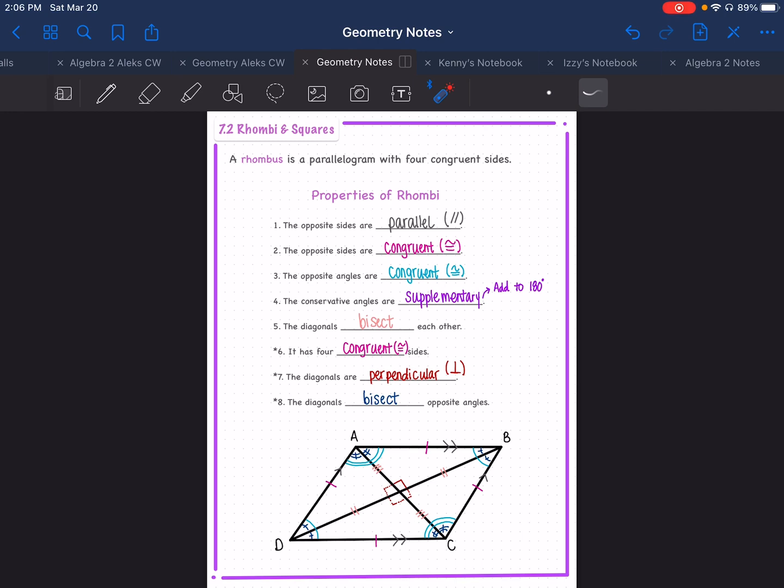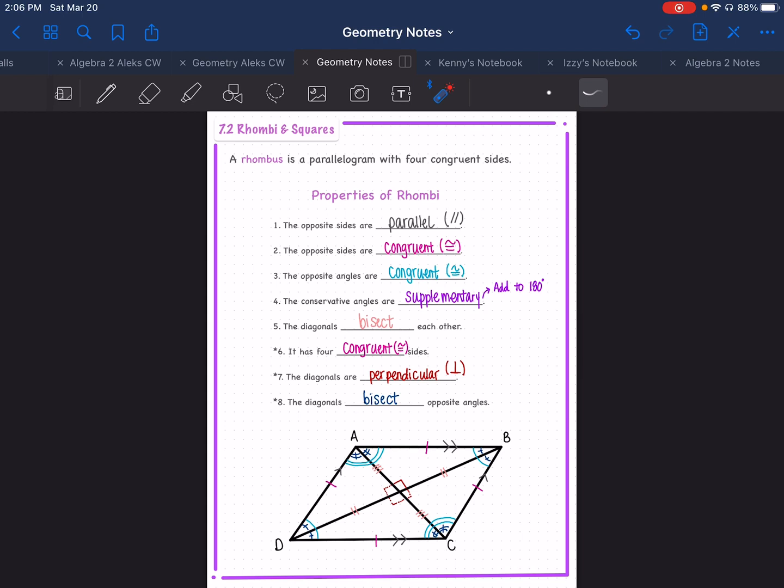It has four congruent sides. So notice all four are exactly the same. That's different from the rectangle and the parallelogram. The diagonals are also perpendicular. So in each of these corners, there is a 90-degree angle.